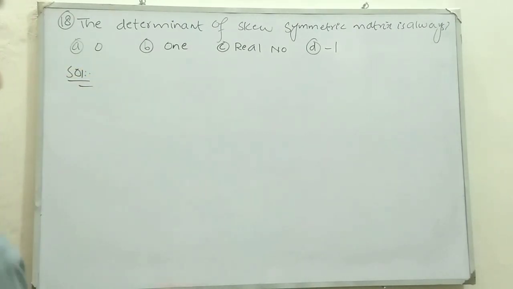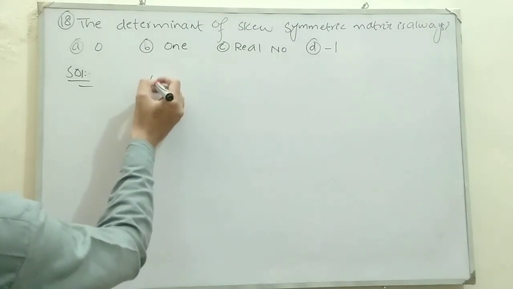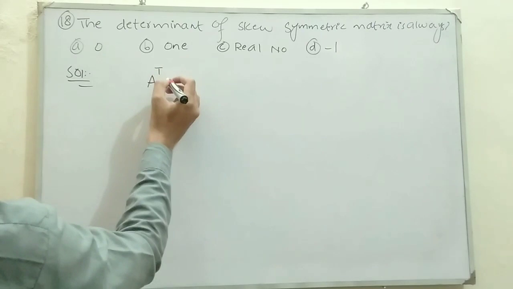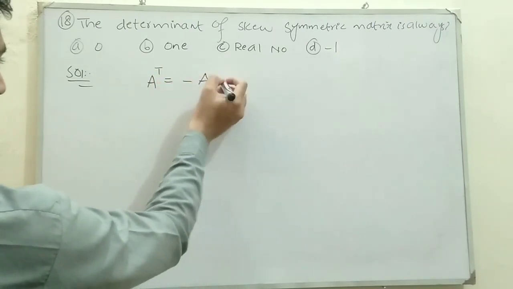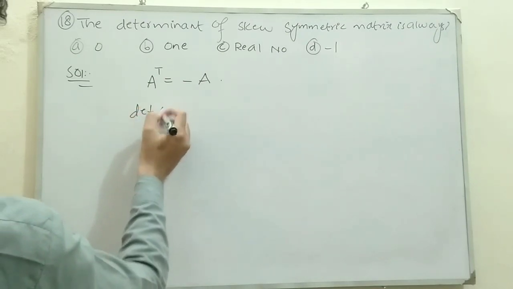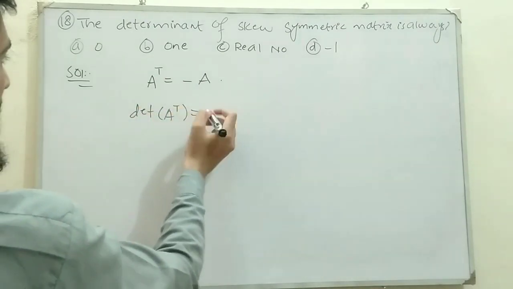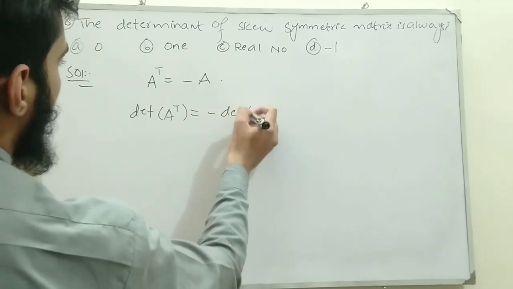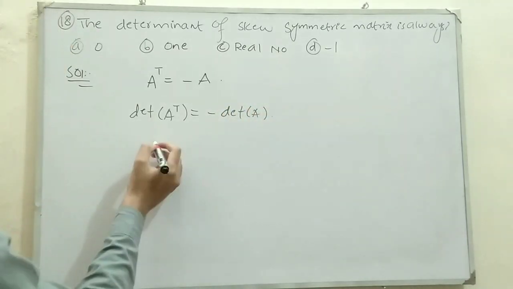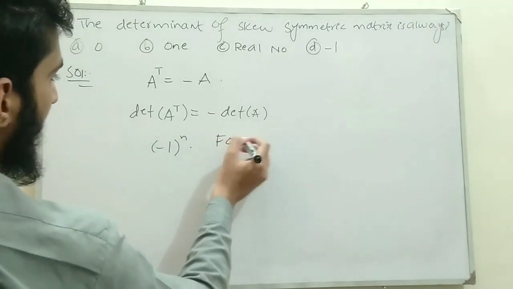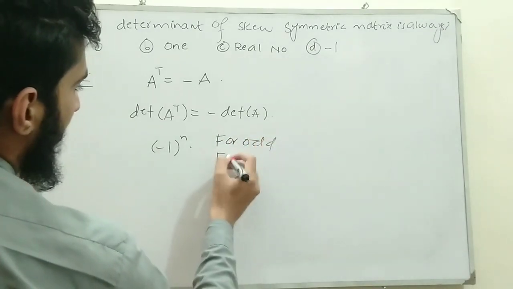Remember, the skew symmetric definition is just like this: let's suppose we have a matrix A, then the transpose of the given matrix will be equal to the negative of the original matrix. Now I am taking the determinant on both sides. It becomes determinant of A transpose will be equal to the negative of determinant of A. So after this, it will give a formula like minus 1 power n. So using this formula, we have two conditions: first for an odd number, and the second for an even number.